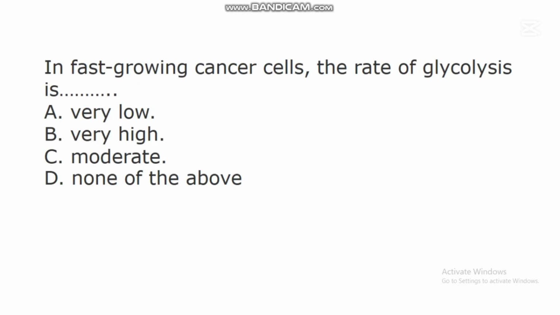The next question says, in fast-growing cancer cells, the rate of glycolysis is dash. A. Very low. B. Very high. C. Moderate. D. None of the above. In this question, the correct answer is B. Very high. Studies have shown that in fast-growing cancer cells, the rate of glycolysis is very high.